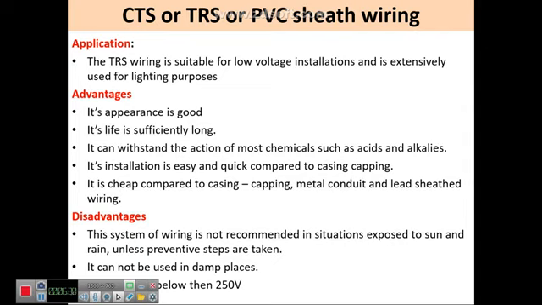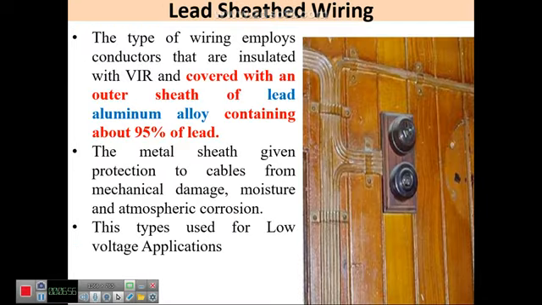Coming to the disadvantages, the wiring is not recommended for situations exposed to sunlight or rain unless preventive steps are taken. When exposed to sunlight or rain, that is water, we can face mechanical damages or any accidental activities. So coming to the next one, we are going to see lead sheathed wiring.